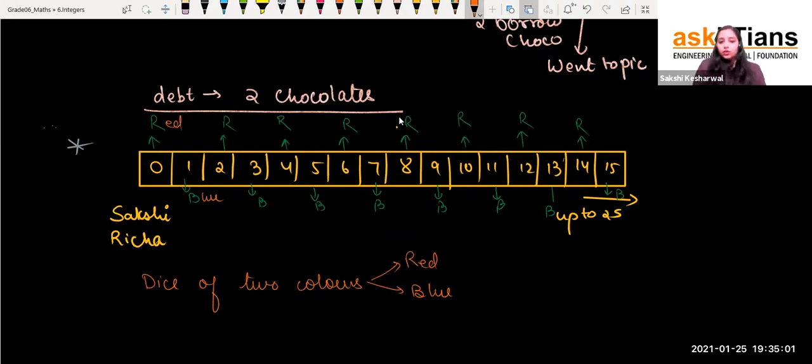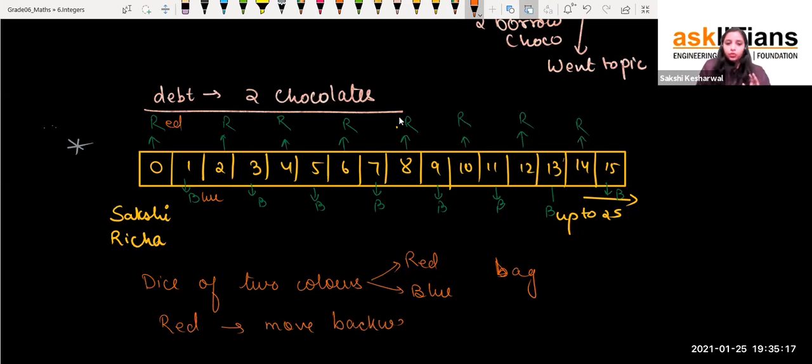Now you have dice of 2 colors, and you have put these 2 dice in a bag. Now what are the rules? The rule is that if you get a red die, you have to move backward. Move backward by the number shown.